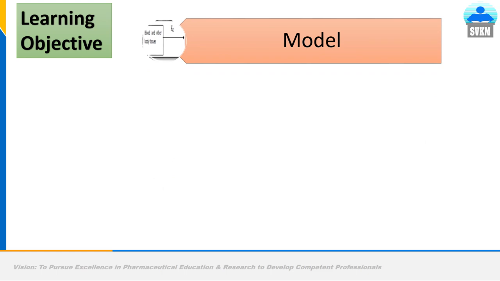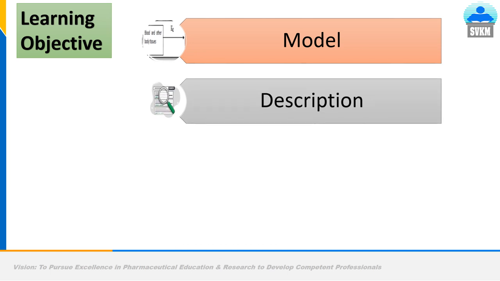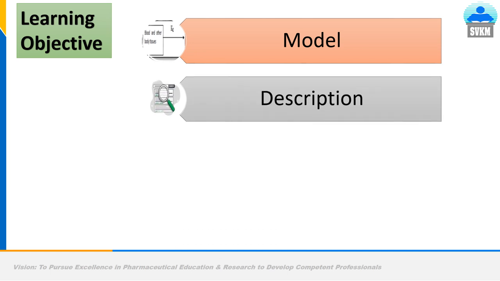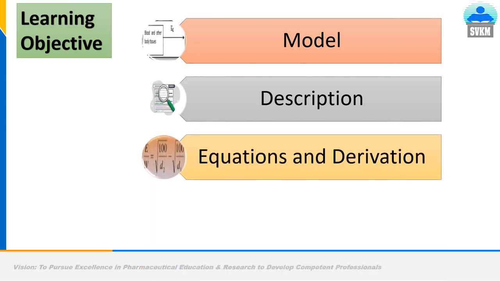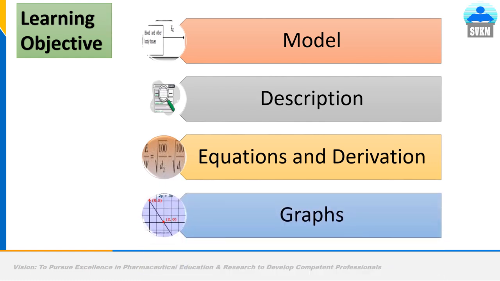Learning objectives. After completion of this video, the student should be able to learn about the different pharmacokinetic models like compartment model, non-compartment model, mammillary and catenary models. The descriptions involved in the one compartment open model for IV bolus, the equations and derivations used to estimate the different pharmacokinetic parameters in IV bolus, and the graphical representation of different parameters to show the different rate and order of reaction.